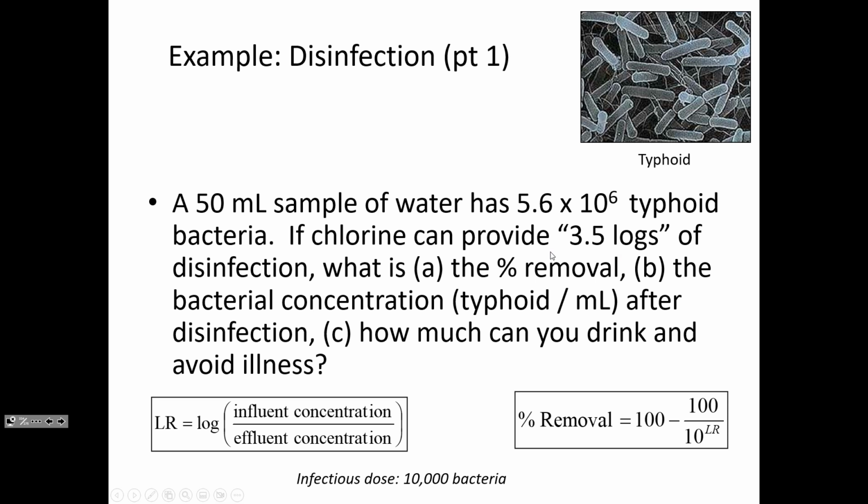So I'm going to pause for a moment and ask that you calculate, first of all, what's the percent removal of 3.5 logs? And then determine how many bacteria there are per milliliter. So what's the concentration in typhoid per ml after disinfection with this chlorine that's providing 3.5 logs? And then finally, how much of this contaminated water could you disinfect with the chlorine and then drink? Like, what's the threshold for an illness? How much could you drink before you get to that 10,000 bacteria that have survived inactivation?